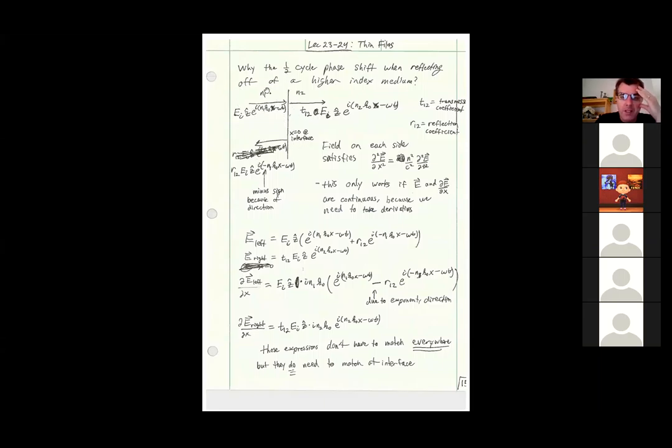And you may be thinking, well, on this side, which formula do I use? Is it the incident field that's continuous or the reflected field? The answer is that the universe doesn't know, doesn't care, and neither does your detector. The field is the field. The field right here is the sum of this incident field and this reflected field. So here's the field on the left side. It's the sum of these two things. Here's the field on the right side. Here's the derivative.